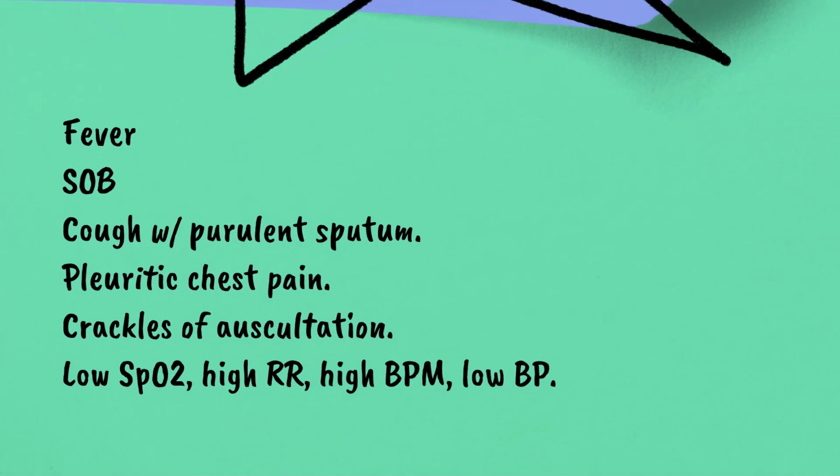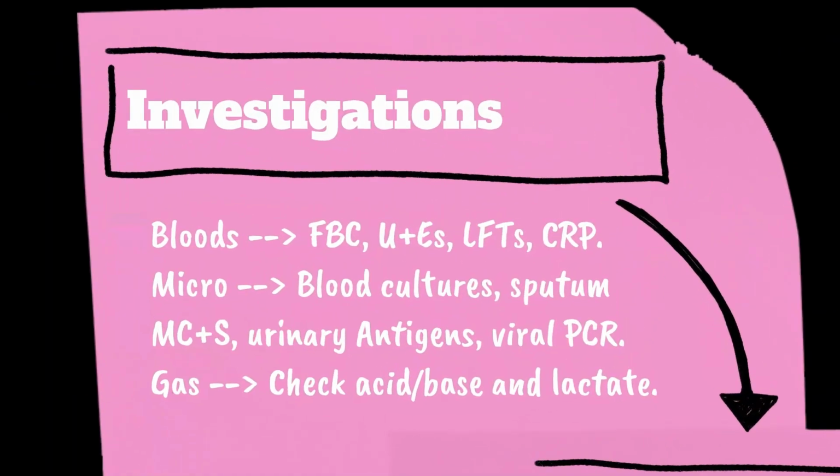So how would we go about investigating these patients? We would get routine bloods on these patients, including a full blood count, U&Es, LFTs, and CRP. We'd expect to see evidence of infection in the form of a raised CRP and raised white cell counts.